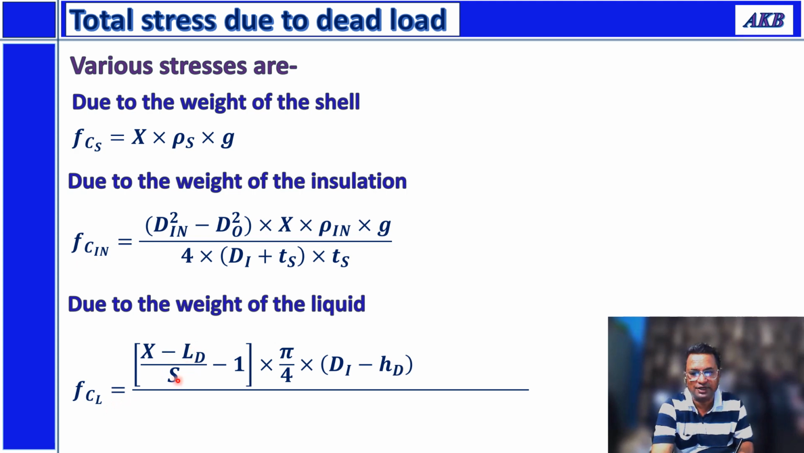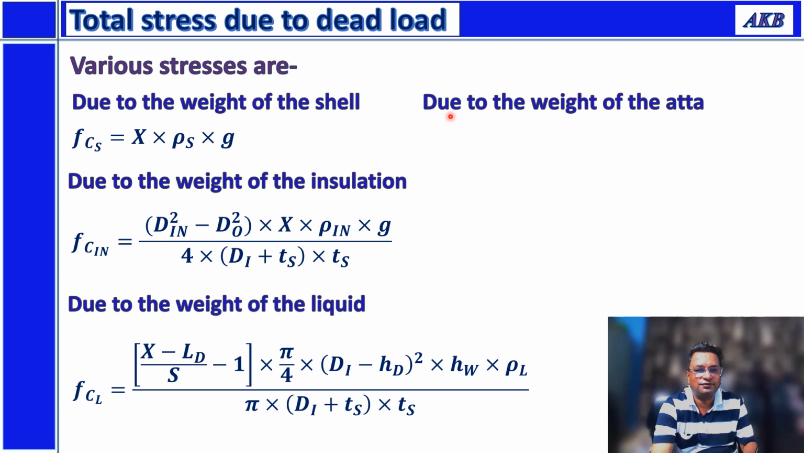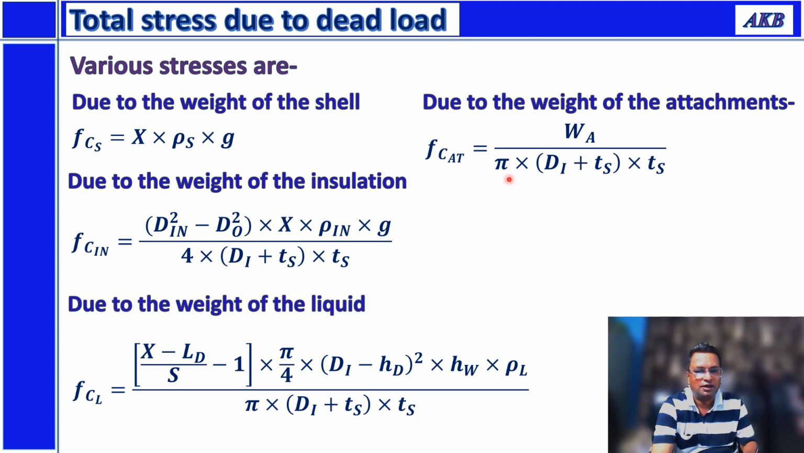Then due to weight of the liquid, the stress induced is given by this equation. FCL is equal to (X minus LD upon S minus 1) into pi by 4 into (DI minus HD) square into HW into rho L divided by pi into (DI plus TS) into TS. So this is again compressive stress. And finally, you have the stress that is induced due to weight of the attachments. So this is given as FCAT is equal to WA upon pi into (DI plus TS) into TS, where WA represents weight of the attachments associated with the tray column.